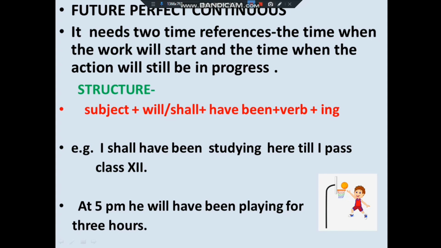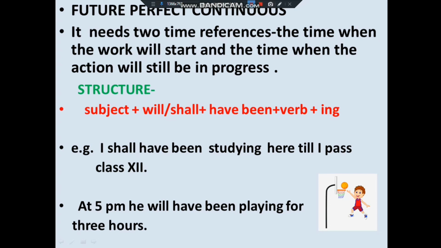Now, future perfect continuous tense. Eventually, it also needs two time references: the time when the work will start and the time when the action will still be in progress. Now see the structure. First we write subject, then will have been or shall have been according to the subject plus verb ing form. Now see the example to understand it more easily.